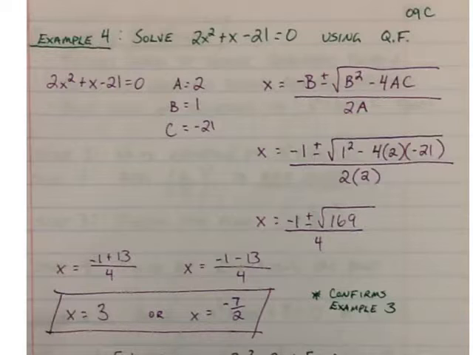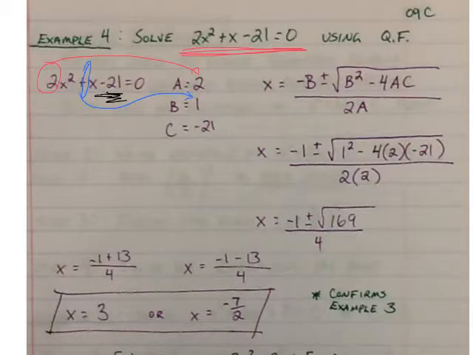Solve 2x squared plus x minus 21 equals 0. And if you notice, this is the same problem as example 3, but I just wanted to show us using the quadratic formula for it. So the first thing I do is I write out the equation and I identify what is my a. And a is the 2 value. And my b, it's not written, but it's a 1. And then finally my c is negative 21.